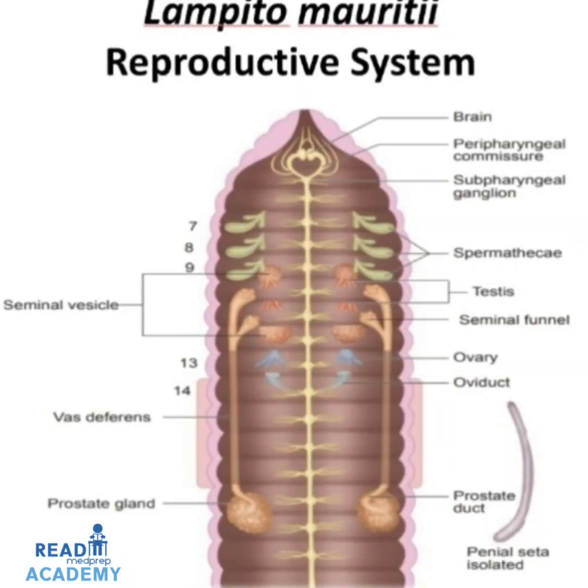Here you can see the reproductive system of Lampito mauritii. You can see the testis, the seminal funnel, the seminal vesicles, the vas deferens, the prostate gland, the parts of the male reproductive system. In the female reproductive system, you have the ovary, the oviduct, and the spermathecae, which receive the sperm. You can see the penial setae, which are part of the male reproductive system, on the right side.